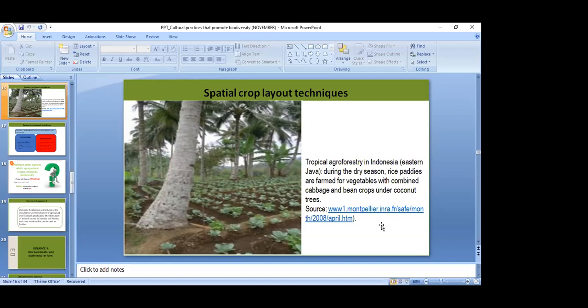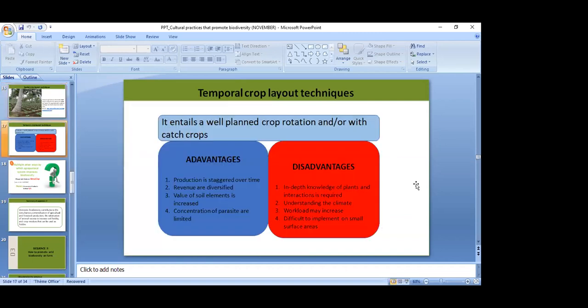So that is why some of these things, you cannot practice everything when it comes to spatial crop layout. So we'll go to temporal crop layout techniques. And it is stated that it entails a well-planned crop rotation or with cash crop. We encourage that as farmers, as professional farmers, we should do more of planting as much cash crop as possible.